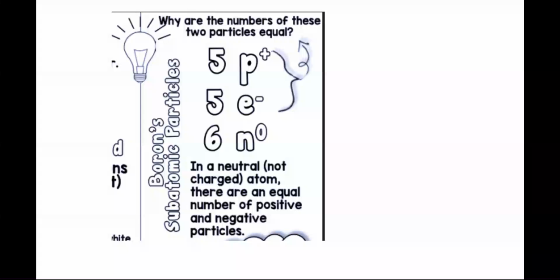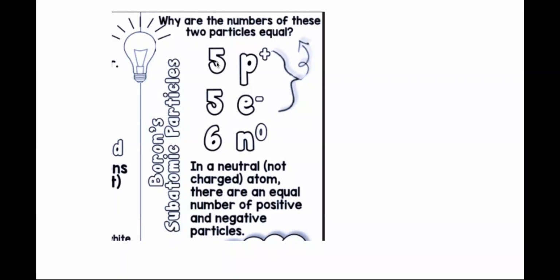What are always equal in uncharged atoms, atoms that do not have a plus or minus charge to them, they're neutral atoms, the two numbers that are always equal are protons and electrons. And that has to be the case because protons have a positive charge, electrons have a negative charge. They have to cancel each other out.